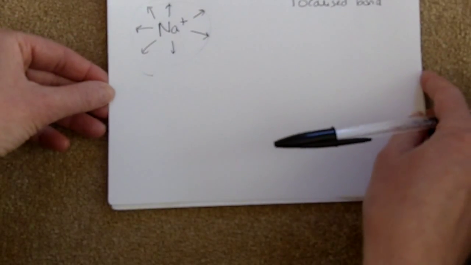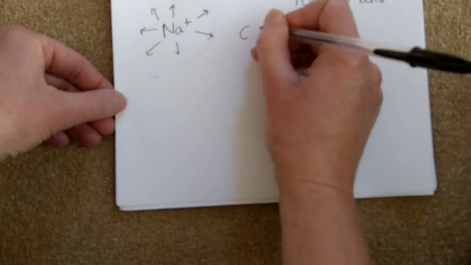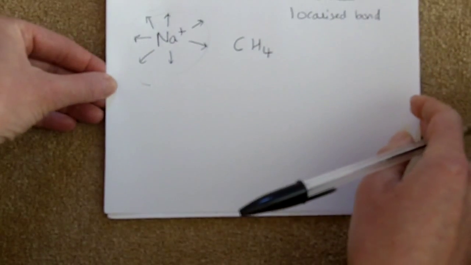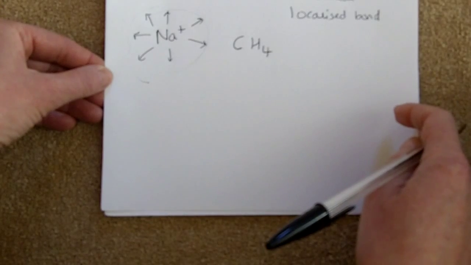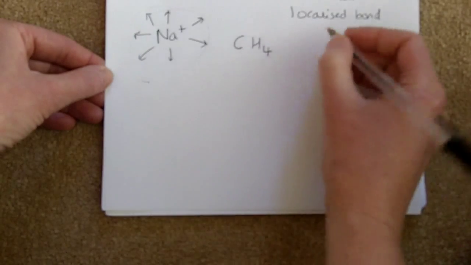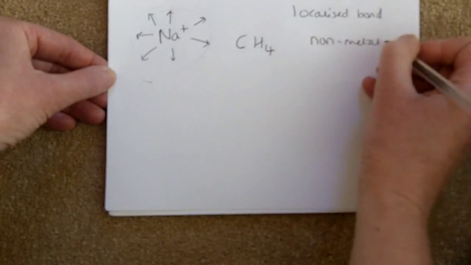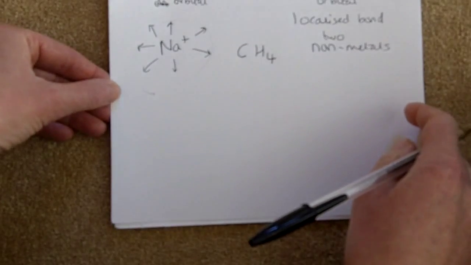Okay, you need to be able to draw dot and cross diagrams, just like for ionic bonds. Okay, so let's just do a few examples. So let's take CH4. How can you recognize if a molecule of a compound has got covalent bonding? You recognize it because it's between two nonmetals. A covalent bond is always between two nonmetals.